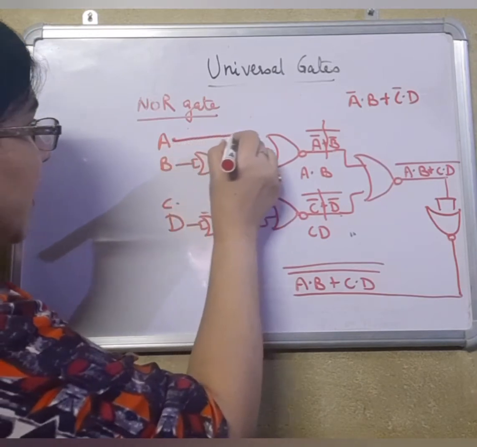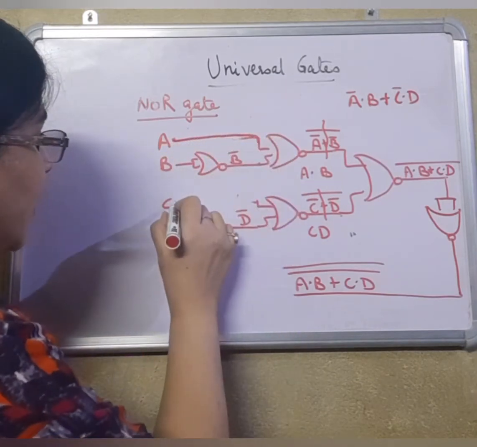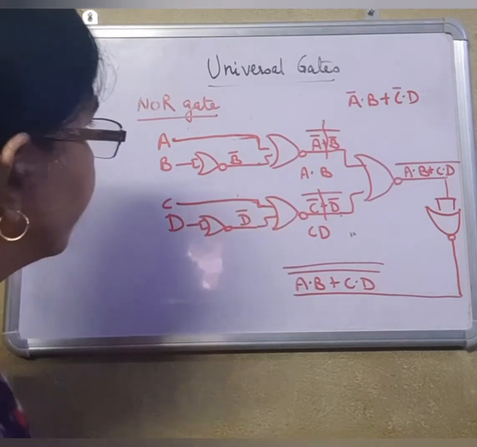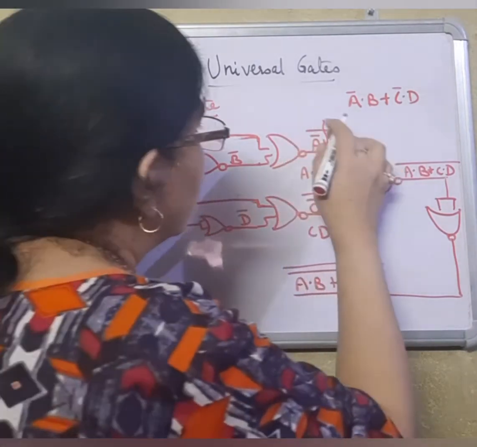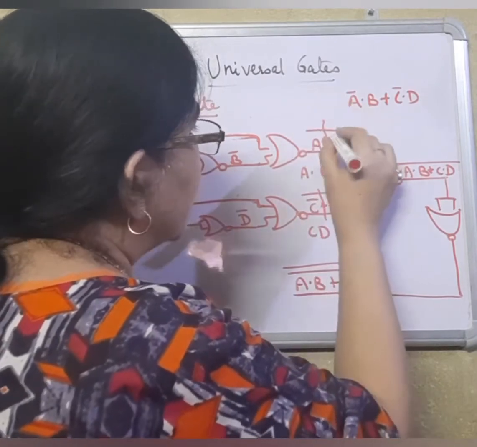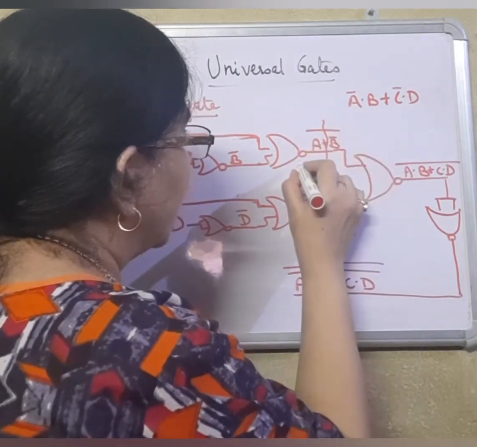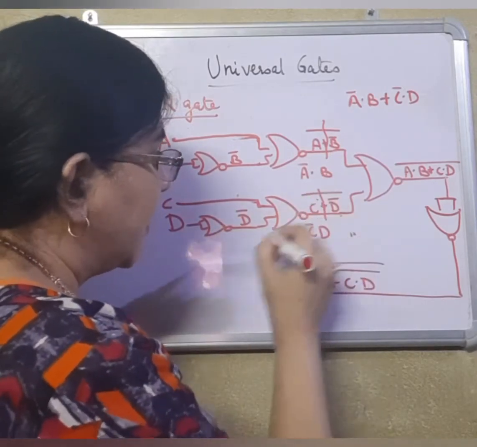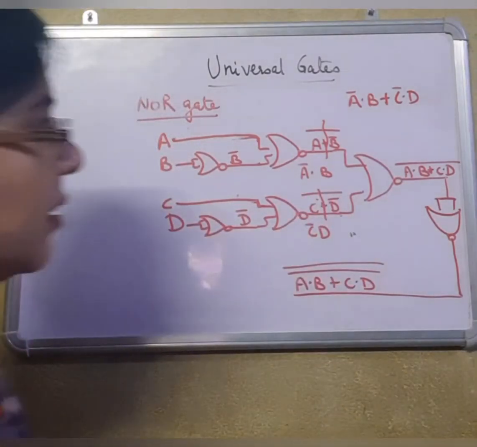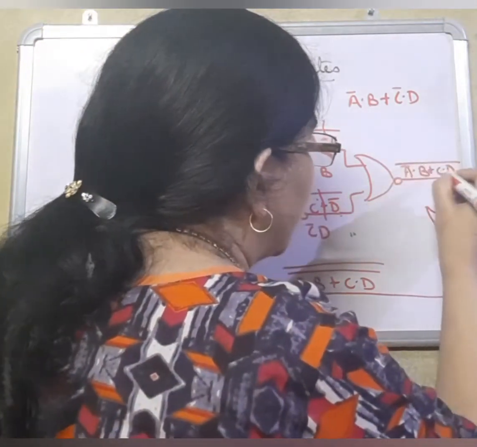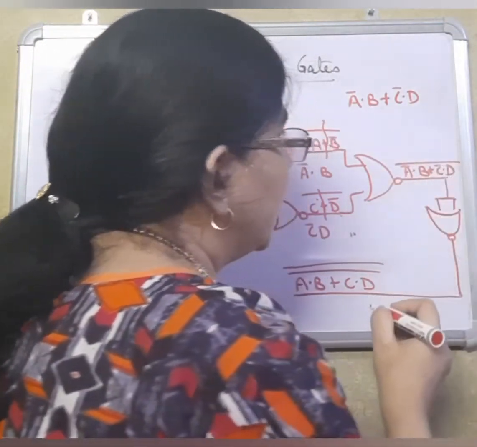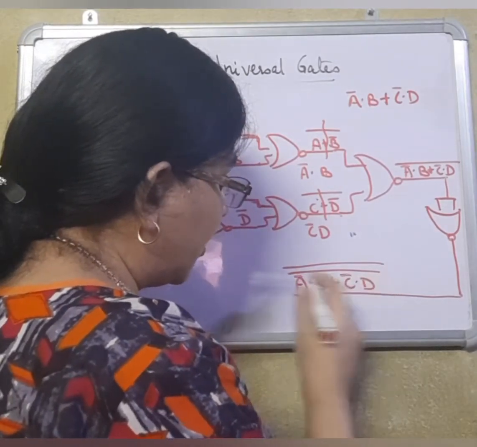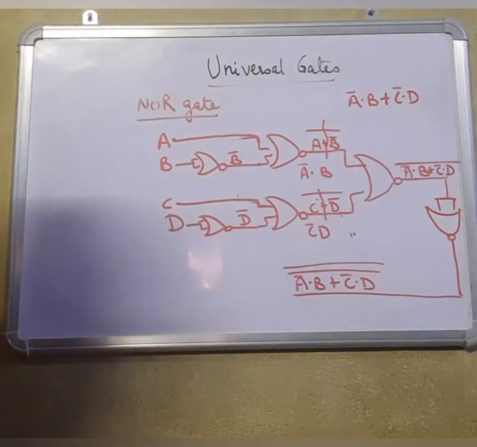A will be passed directly. B will be passed directly. So, A will be passed directly here. When you break it, A will get a bar here. C will be passed directly. When you break it, C will get a bar. Then this becomes A bar dot B whole bar, C dot D whole bar. Then A bar dot B plus C bar dot D double bar will get cancelled.